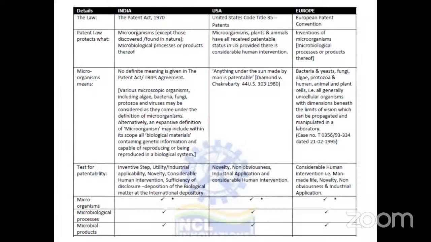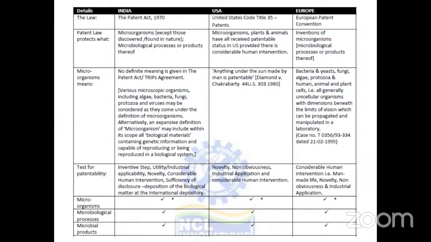See, inventions can be patented. Like I told you, what is patentable? The invention which is novel, the invention which has an industrial application, and the invention which has an inventive step can be patentable under the Indian Patent Act of 1970. Similarly, in the USA, there is United States Code Title 35 for patents. In Europe, it is the European Patent Convention. So what can the Indian Patent Act protect?